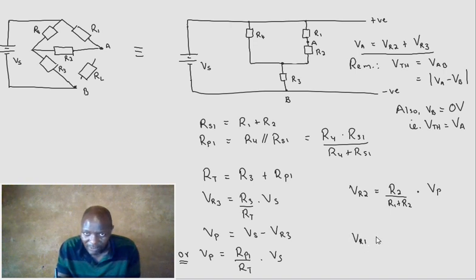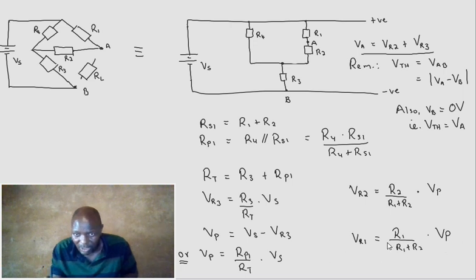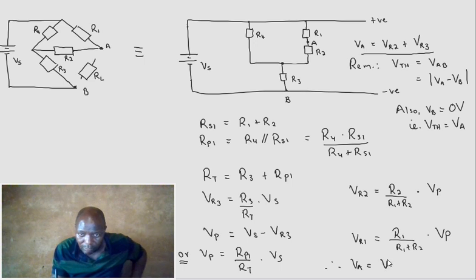Once I get VR1, I will say VR1 is actually R1 over the two that are sharing that parallel value, that is R1 plus R2, the two that are dividing that value, times V parallel, which I would have done here. Then once I've got that value, it will take me to VR1, and I'll say, therefore, VA is equal to V supply minus VR1.